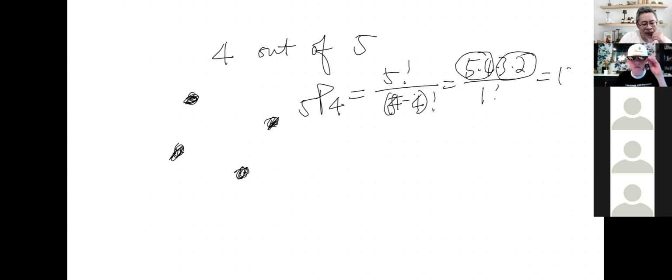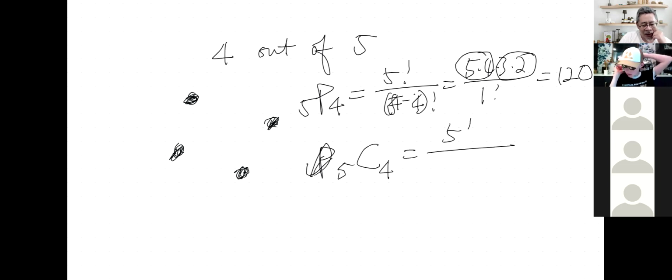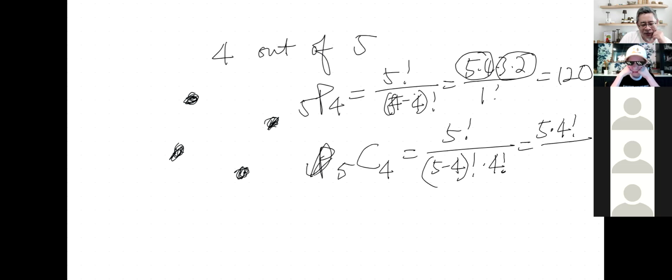Now, if the order does not matter, we just need to pick 4 out of 5. And that was the combination. So C(5, 4). And that gave us 5 factorial over 5 minus 4 factorial, that's the same. But we have this 4 factorial. Then the 5 factorial is 5 times 4 factorial. And this is just 4 factorial. And we only get 5. You can see quite different.